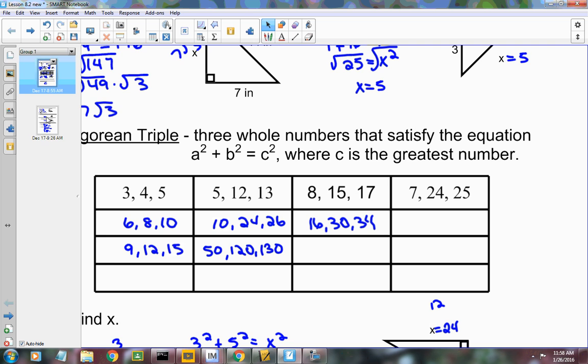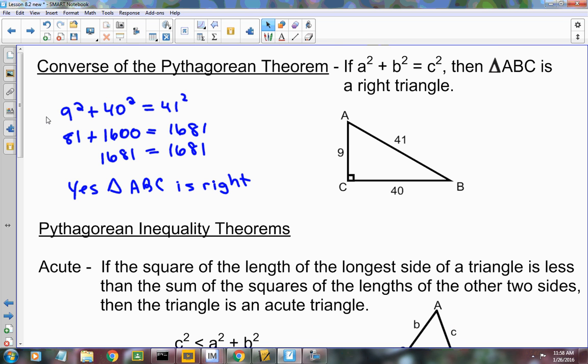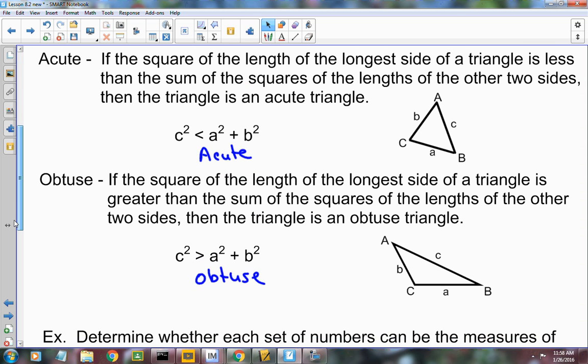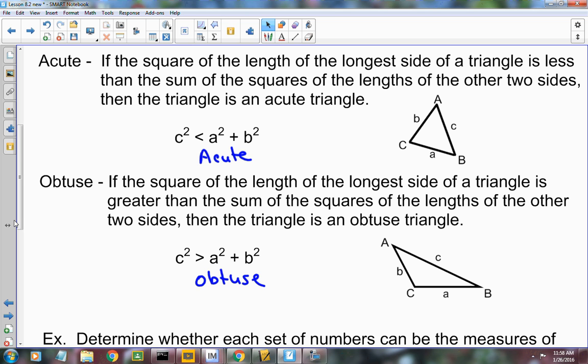Then we talked about how to determine whether it was right by using the Pythagorean theorem: a squared plus b squared has to equal c squared. But what about if it's acute? The longest side squared is less than the sum of the squares of the other two sides. And if it's obtuse, the longest side squared is greater than the sum of the squares of the other two sides. All right, any questions?